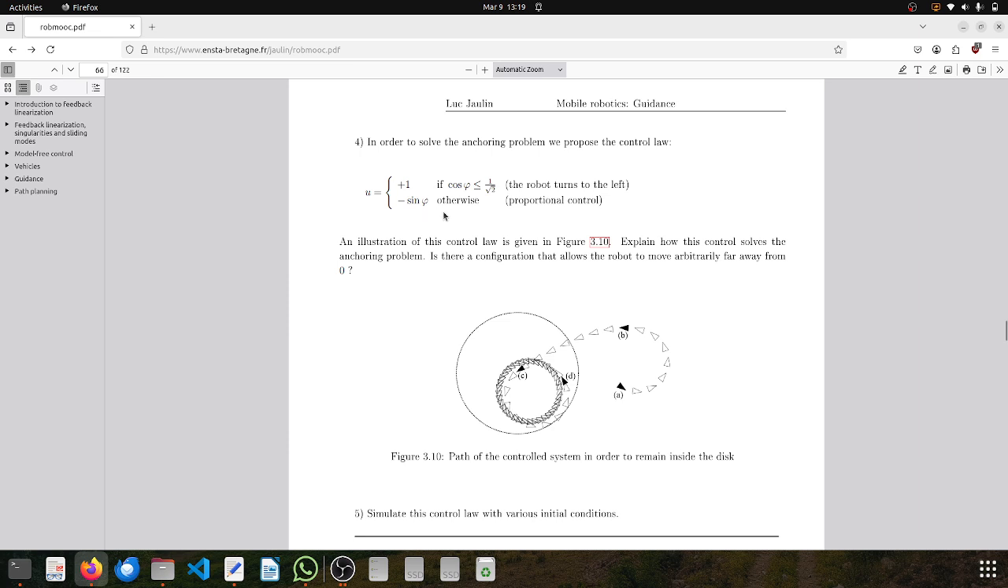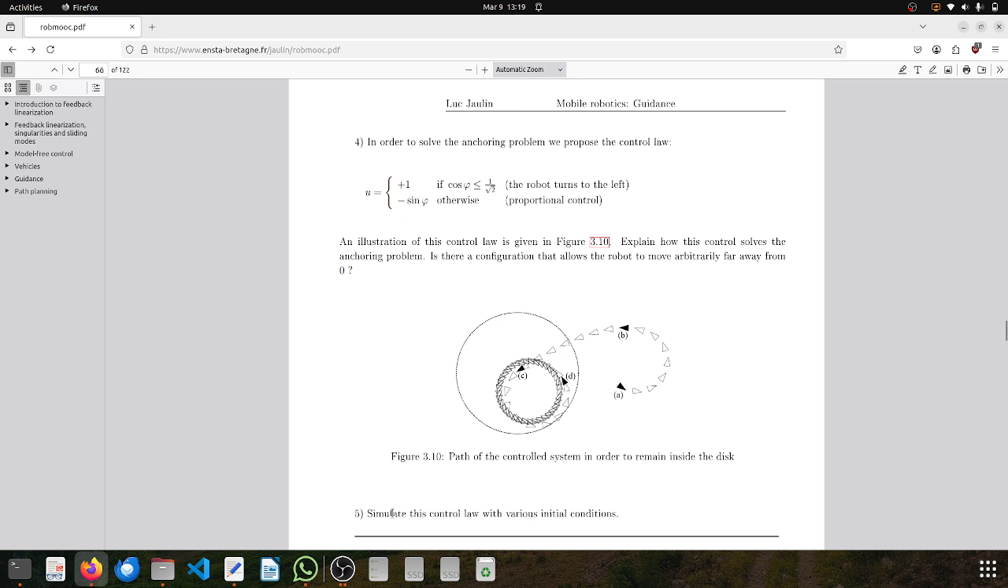Which means that the correction would be more aggressive, because the robot is heading with a bigger deviation towards the origin. But as the absolute value of phi gets closer to 0, this would get closer to 0 in absolute value, which means that the correction of the heading of the robot would get smoother.